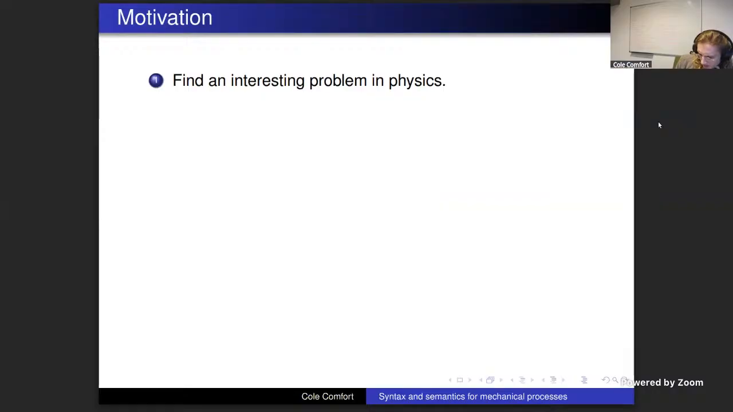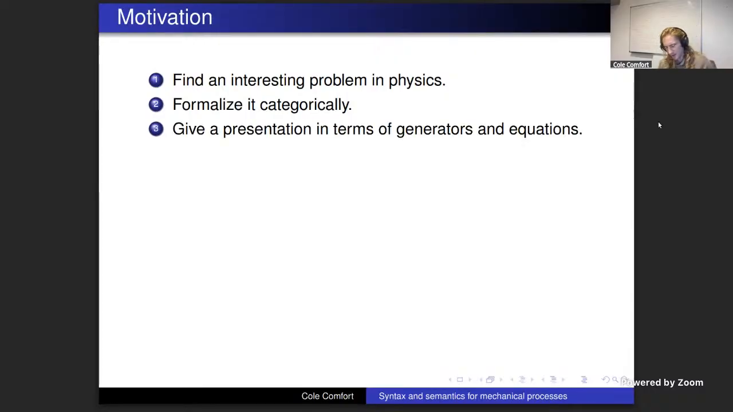To motivate my research, I take a very interdisciplinary approach. I read a lot of physics, and then I'm really confused most of the time. So then I try to make it formal using tools from category theory. What I really like to do in particular is to give generators and relations presentations of these categories in physics.